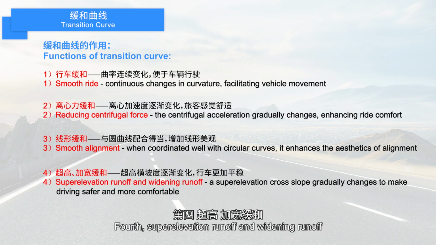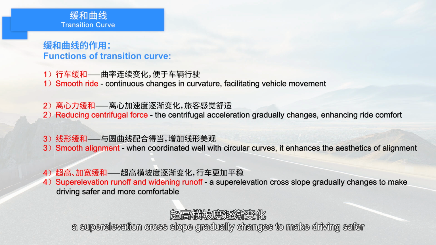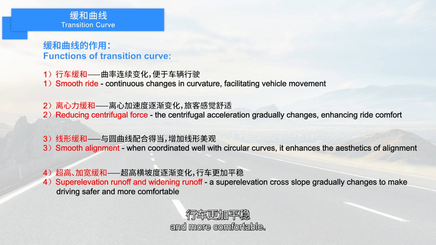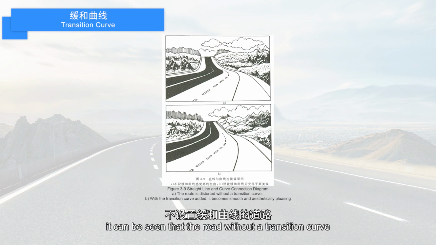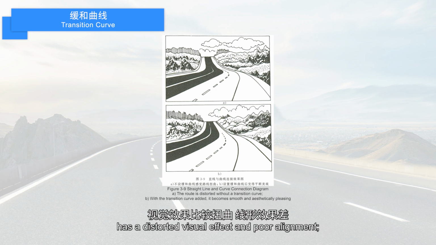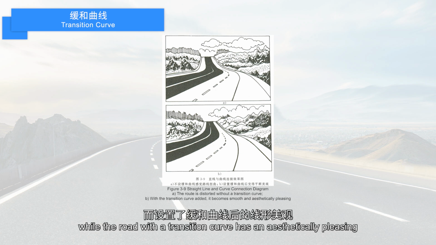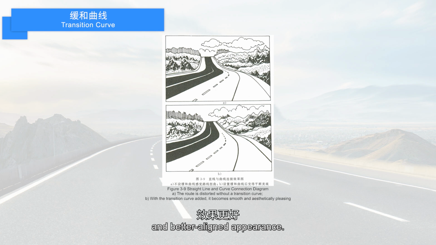Fourth, super-elevation runoff and widening runoff. A super-elevation crest slope gradually changes to make driving safer and more comfortable. From the graph, it can be seen that the road without a transition curve has a distorted visual effect and poor alignment, while the road with a transition curve has an aesthetically pleasing and better aligned appearance.